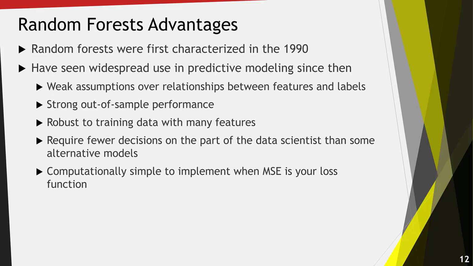Random forests as a modeling tool were first characterized in the 1990s. They've been in widespread use in predictive modeling ever since then. And that's because they have some rather strong advantages as a modeling tool. They place weak assumptions over the relationships between the features and the labels. Unlike OLS or Lasso, which assume a linear relationship, there's no such assumption underlying random forests.